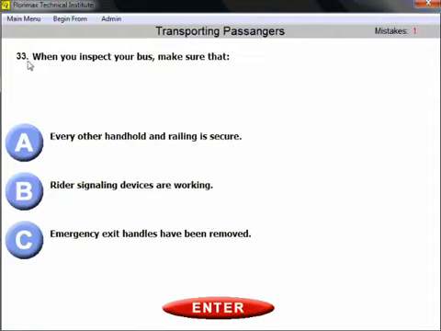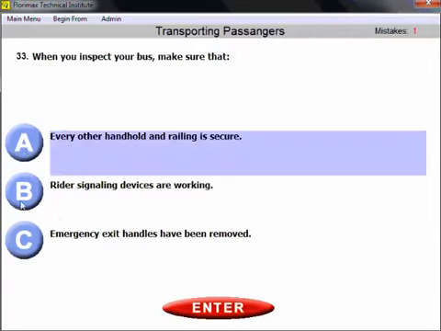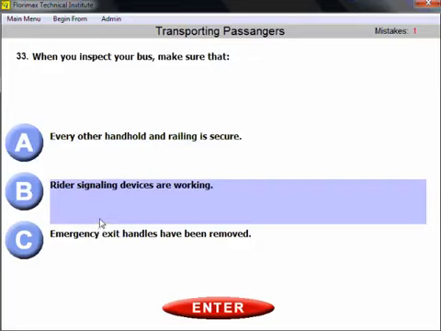Question number 33. When you inspect your bus, make sure that you need to know what the inspection is. And the correct answer here is rider signaling devices are working.